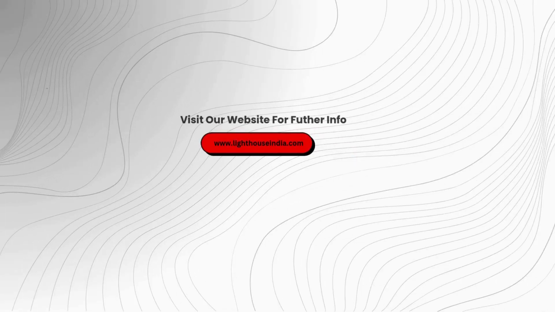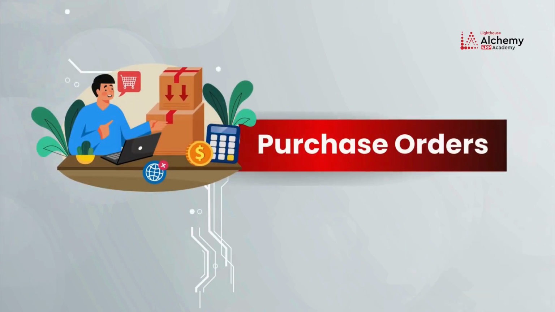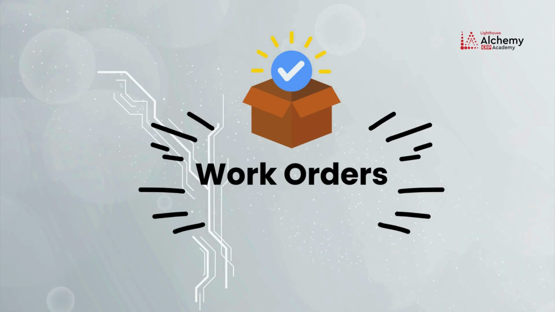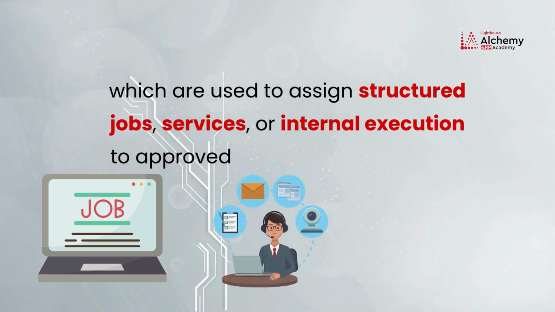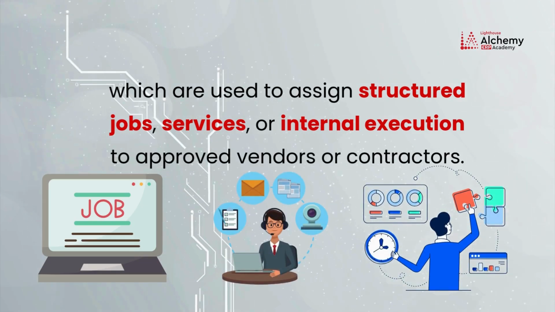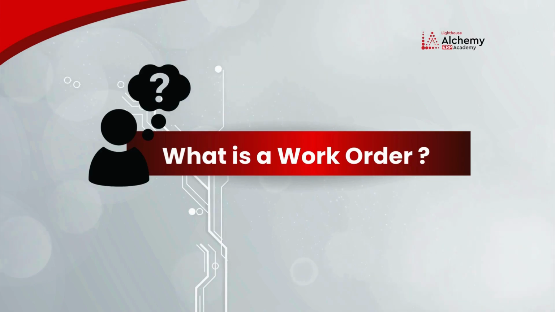In our last video, we explored purchase orders, the foundation of external procurement. Now, we move to work orders, which are used to assign structured jobs, services, or internal execution to approved vendors or contractors. What is a work order?